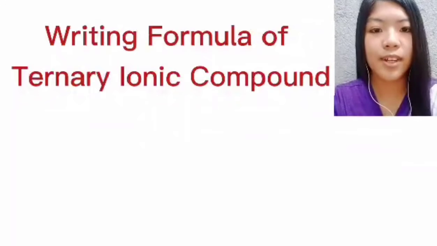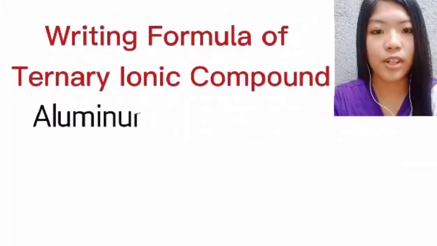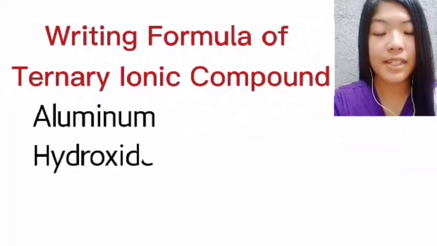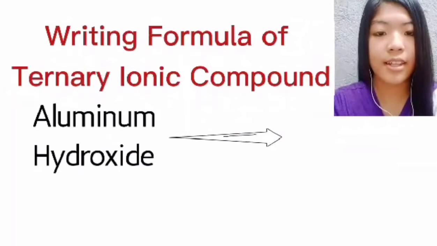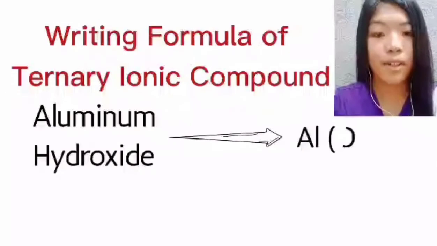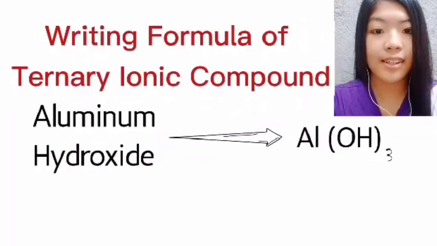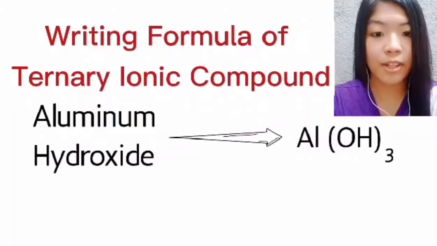Now let's proceed to writing the formula of a ternary ionic compound. With the same example, aluminum hydroxide, but we'll reverse it because we'll use the name and then turn it into a chemical formula.